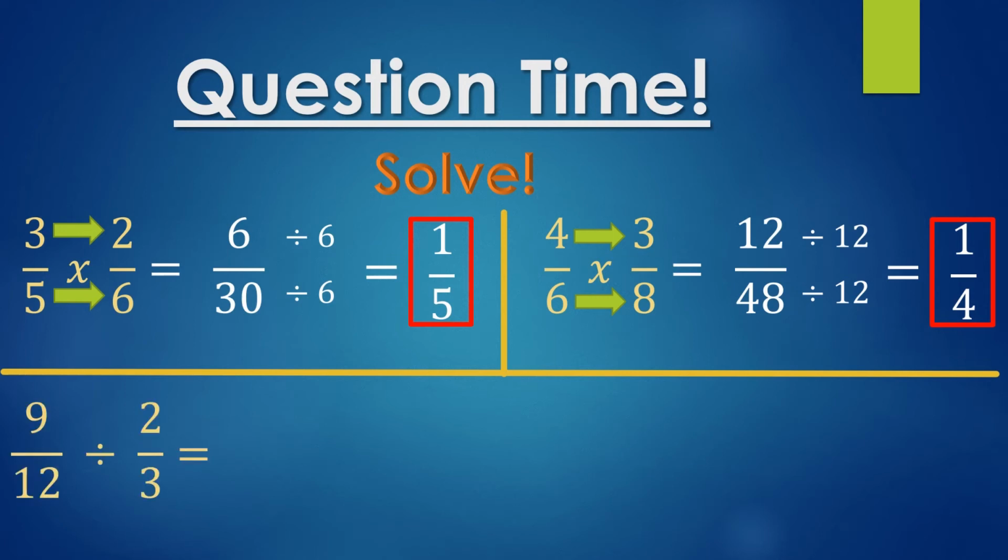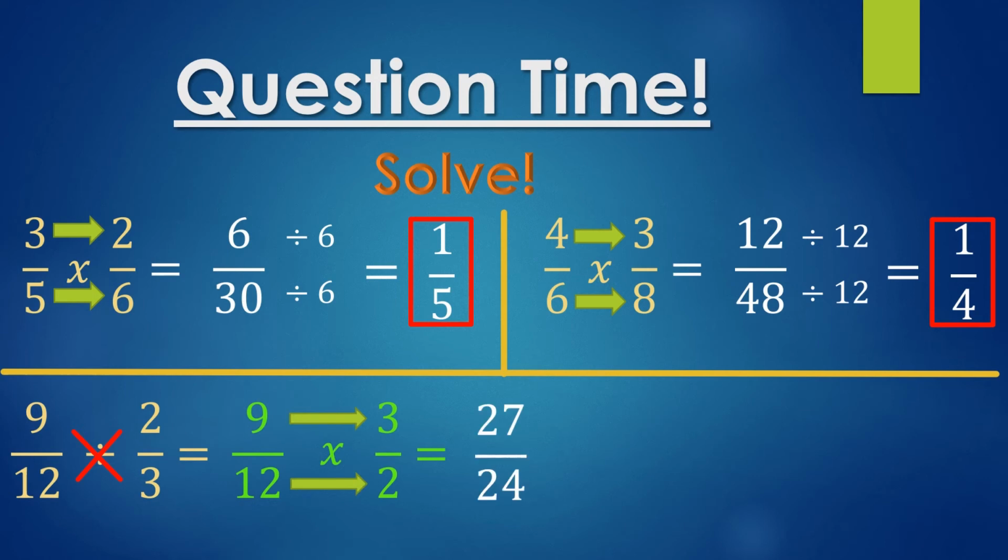9/12 divided by 2/3. Well, first we have to employ the keep, change, flip method. First, 9/12 we keep the same. Then we change the sign and make it multiplication. Then we flip or use the reciprocal to make that 2/3 into 3/2. Then when we multiply across, we end up with 27/24. Now this one, since it is an improper fraction, meaning that the numerator is greater than the denominator, we want to pull out any whole numbers because this is greater than 1. So 24/24 would be 1 whole, which would leave us with 1 3/24. And that would be our final answer.